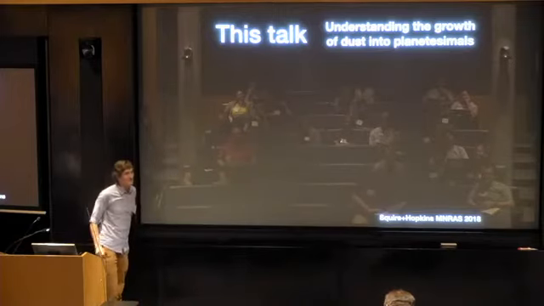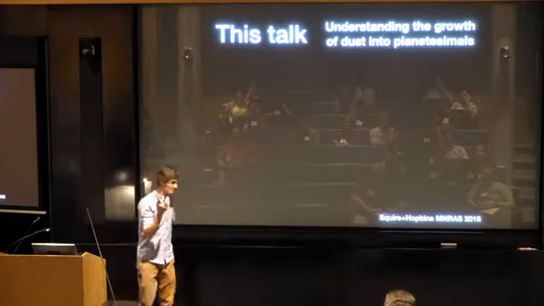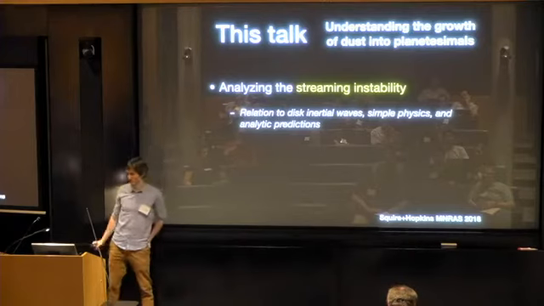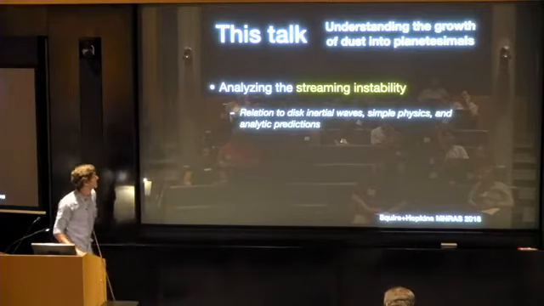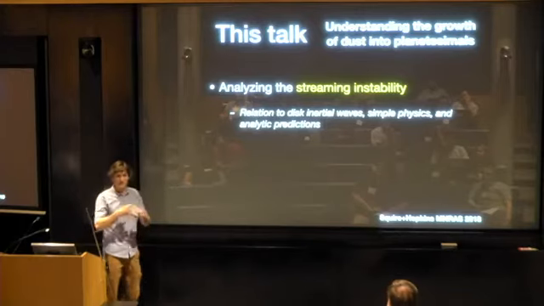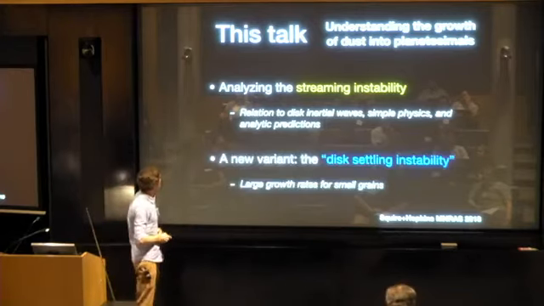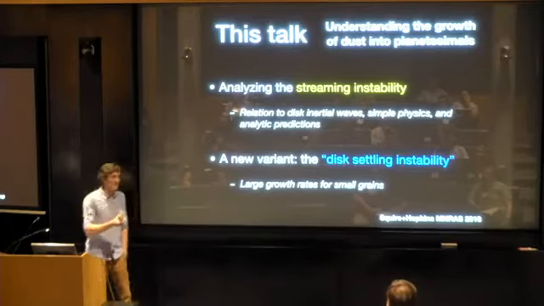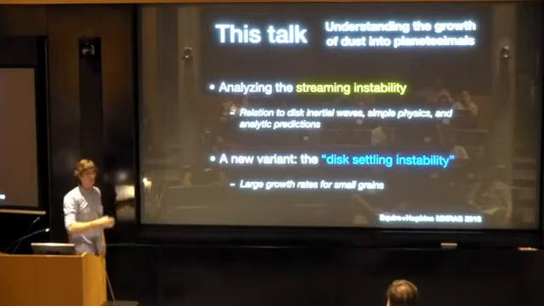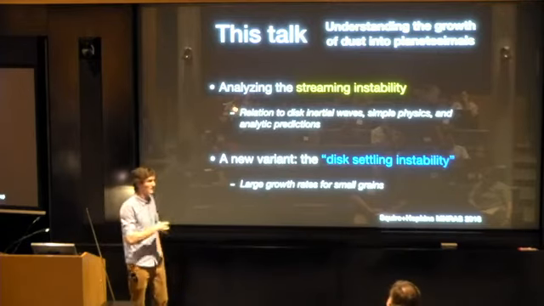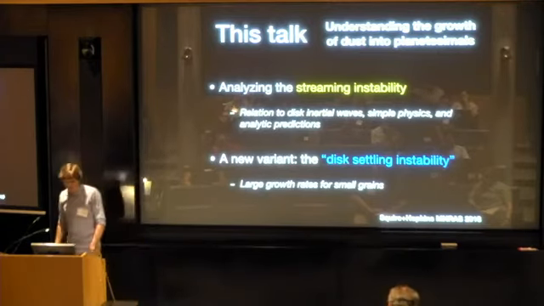As I said, in this talk I want to focus on the growth of small grains into planetesimal sizes. And it's going to have two different parts for the most part. First, I'll focus on the streaming instability, how it relates to inertial waves in disks, and give a simple picture for how it works. And then this new variant that we came up with at the same time, called the disk settling instability. The interesting astrophysical difference compared to the streaming instability is that it operates just as fast on small grains, so it may have an interesting role to play in the process.